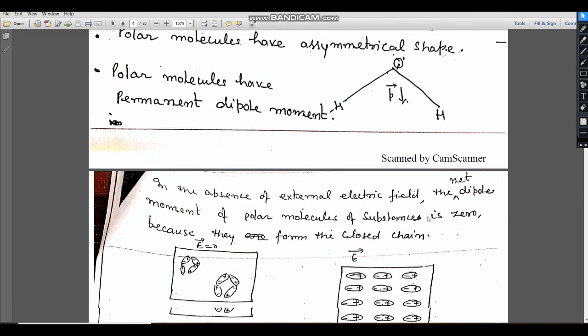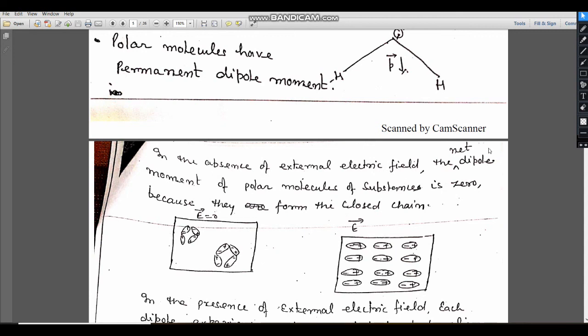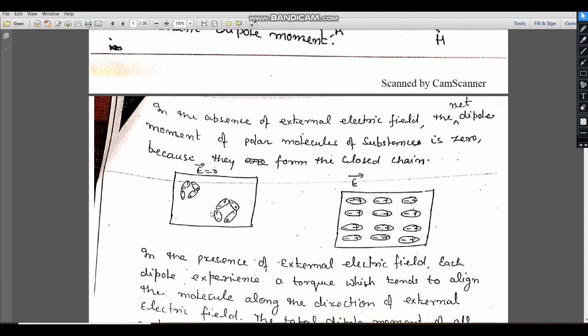In the absence of an external electric field, the net dipole moment of polar molecules is zero because they form a closed chain of negative and positive charges. So the net dipole moment is equal to zero when the electric field is equal to zero.